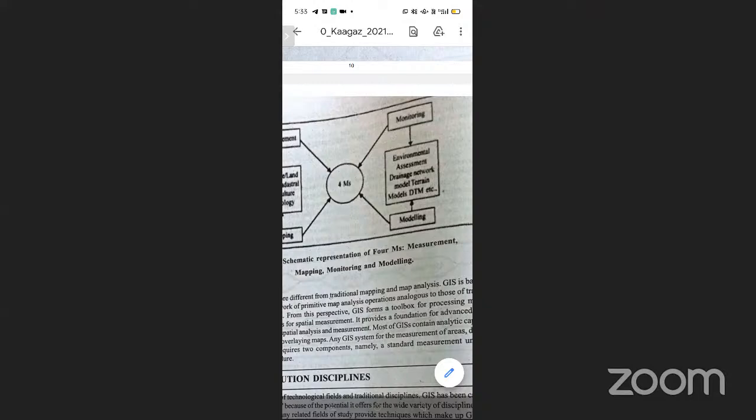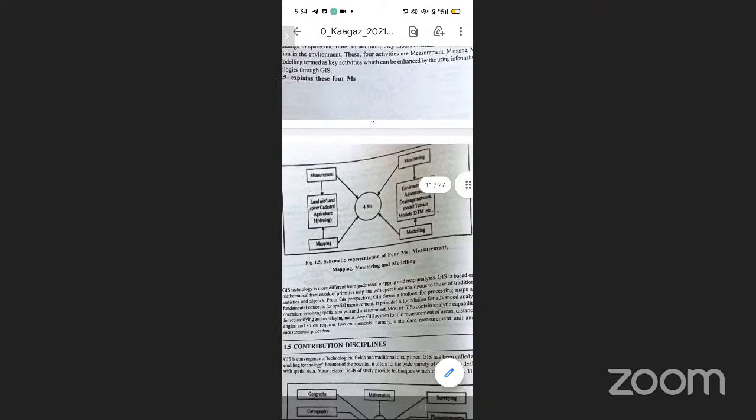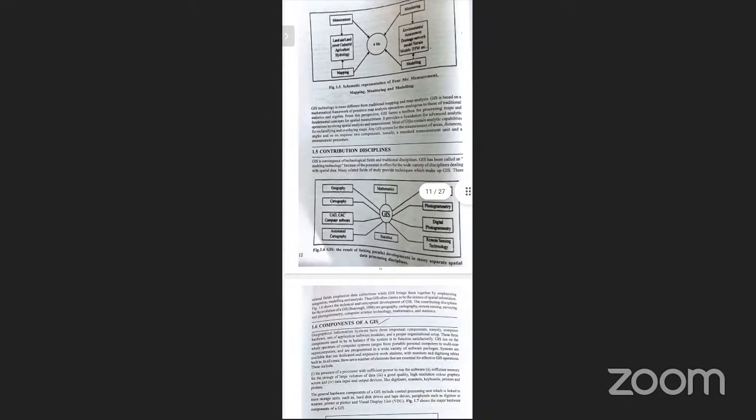The components of GIS we'll see in the next class tomorrow. Tomorrow we'll also see GPS, and we also have to see geochemistry. That is another skill enhancement course. I'm stopping here. Thank you.